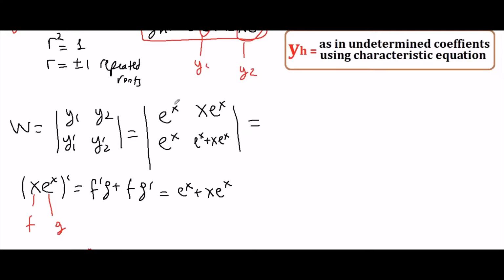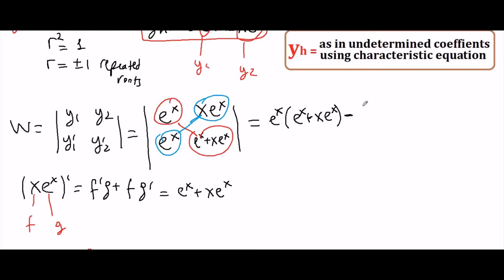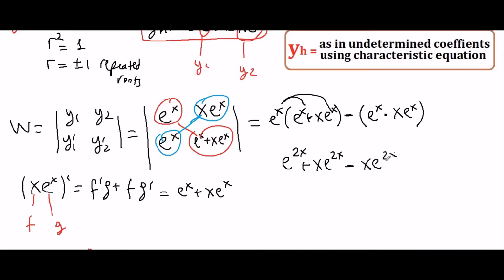Now we're going to take the determinant by multiplying this diagonal and subtracting this diagonal. e to the x times e to the x plus x e to the x, minus e to the x times x e to the x. We are going to distribute: e to the x times e to the x is e to the 2x, plus x e to the 2x, minus x e to the 2x. They cancel out, so e to the 2x is our Wronskian determinant.